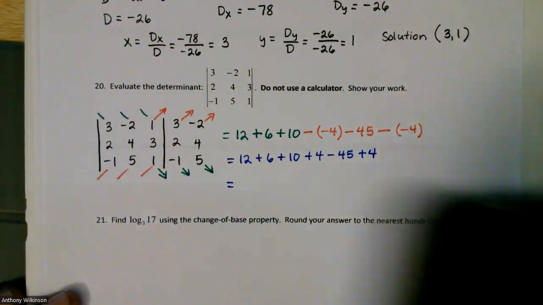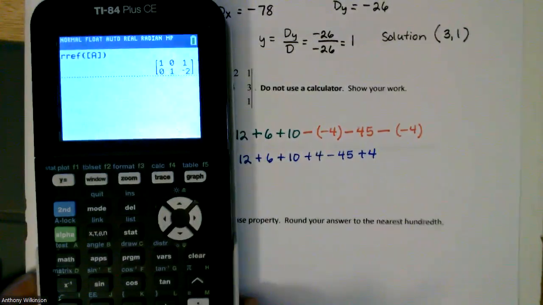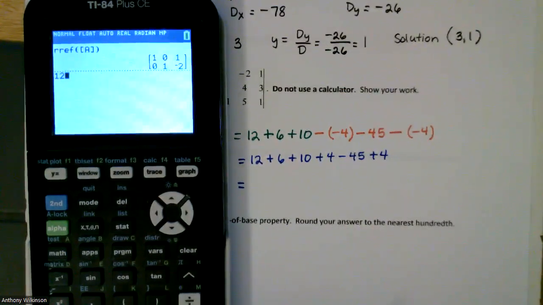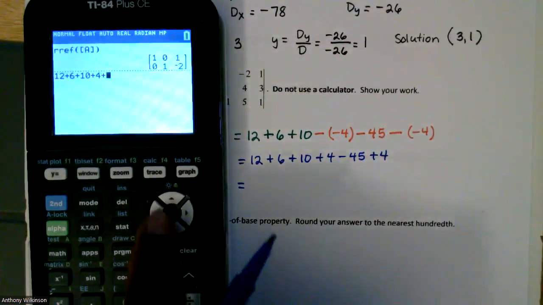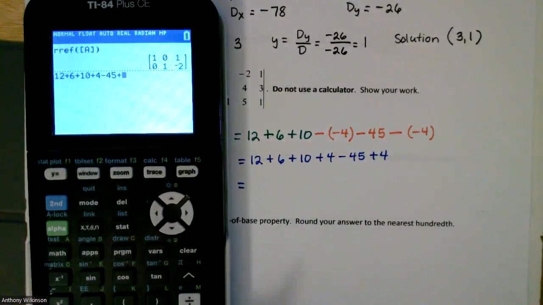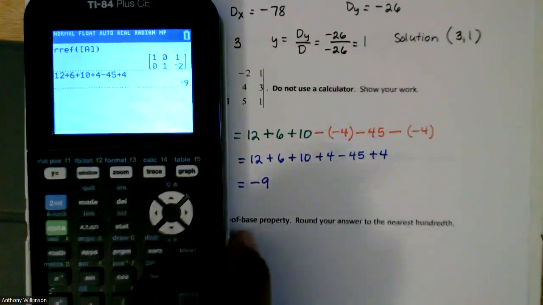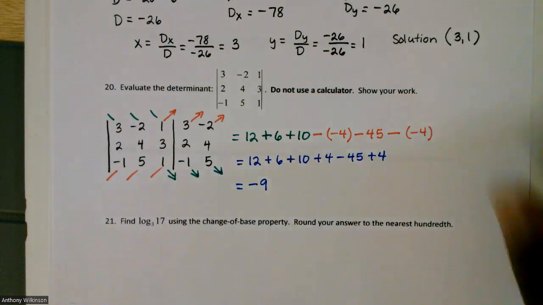In this case here, I will have, if I can get this set up right, 12 plus 6 plus 10 plus 4 minus 45 plus 4. I'll end up with -9. So the determinant of that 3x3 matrix will end up being -9. So that's problem number 20.